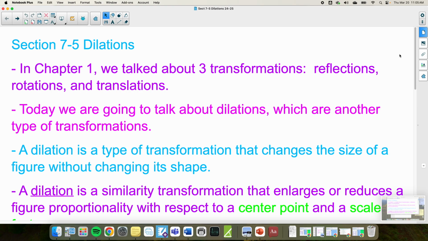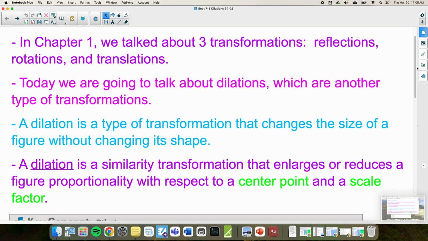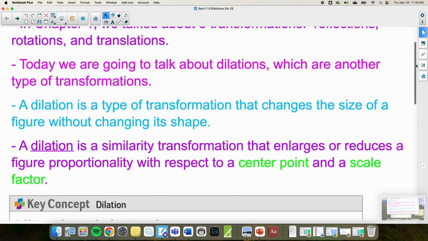All right, so like I said, we're gonna be working on dilations, and a dilation is a type of transformation, just like we did way back in chapter 1. We talked about reflections, rotations, and translations, and you did those in middle school also. But dilations is another type, and very likely you did dilations back in middle school also, okay?